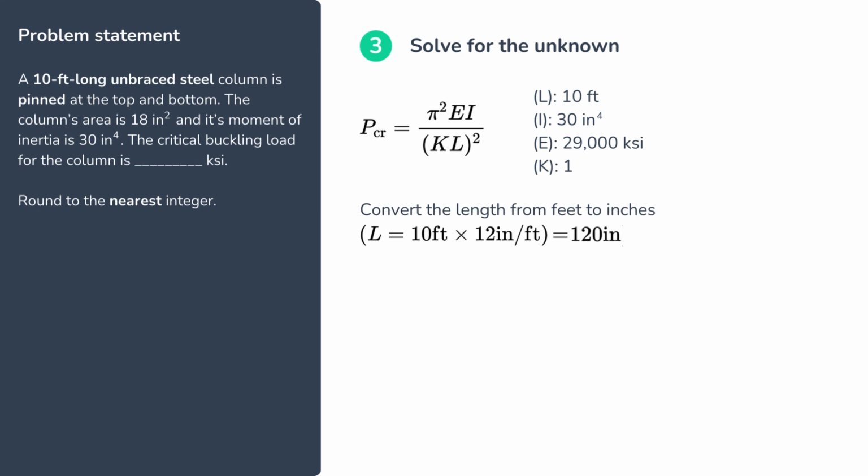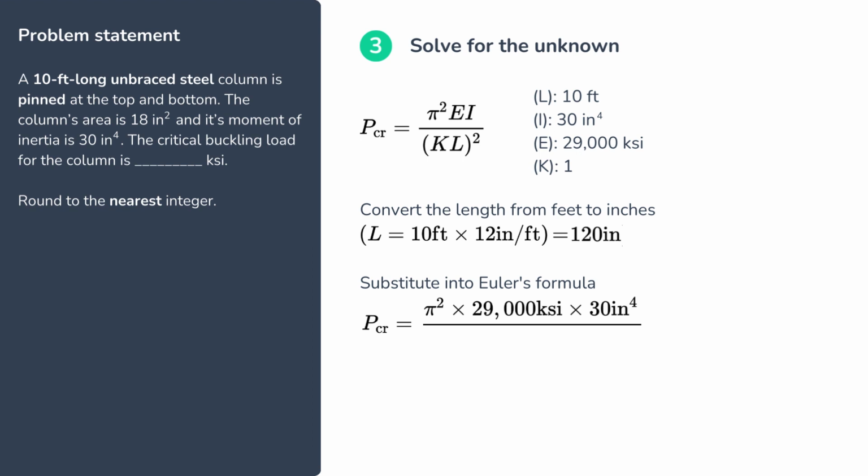With these values, the formula now tells us to multiply the square of pi with 29,000 KSI and 30 inches to the fourth power. Then, we divide this by the square of the product of our effective length factor, which is 1, and our converted column length, 120 inches.